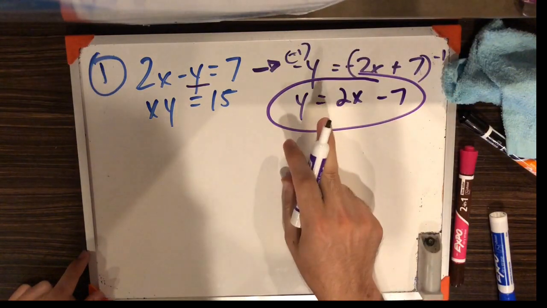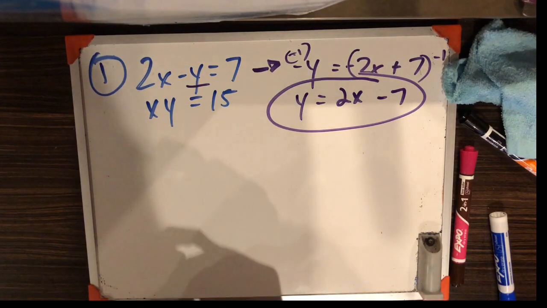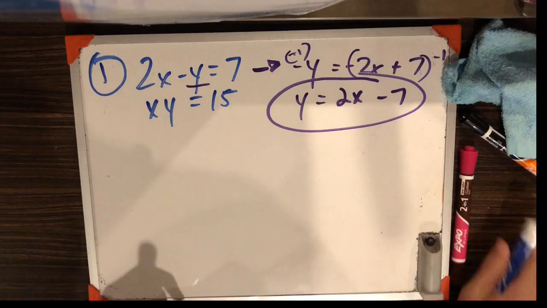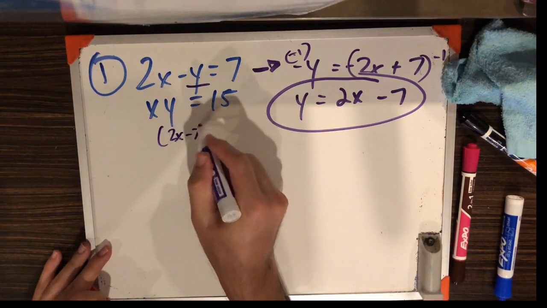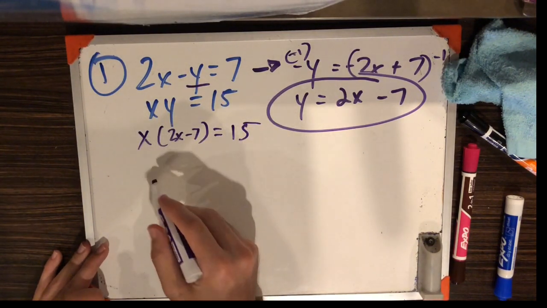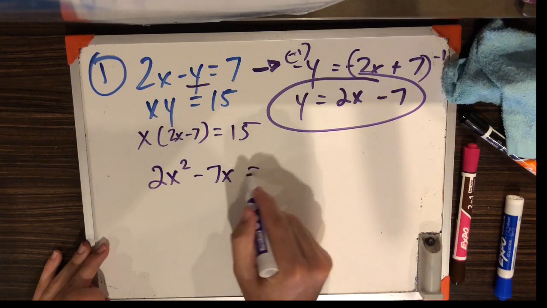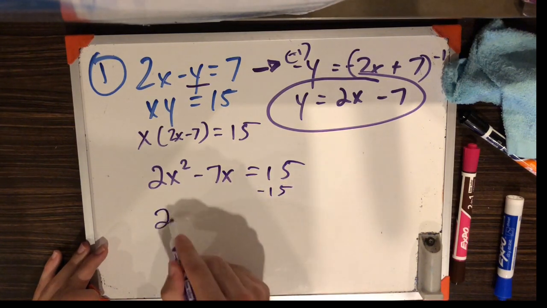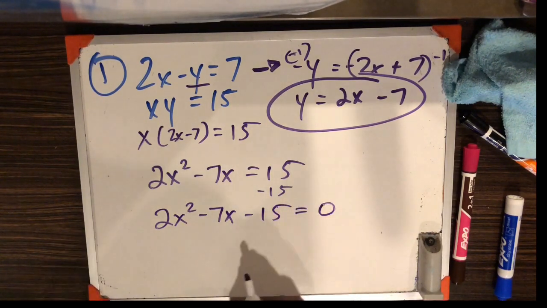All right? So this is exactly what we need to substitute in here, right? So xy is equal to 15. Let's go ahead and put that in. So again, y being 2x minus 7, x just being x. Okay, let's distribute. We end up getting 2x squared minus 7x is equal to 15. Let's subtract 15. 2x squared minus 7x minus 15 is equal to 0.